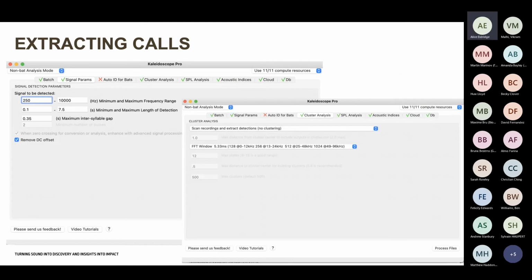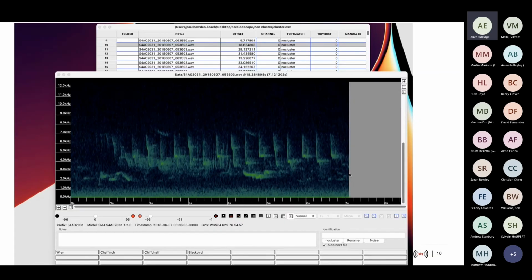If we're interested in one particular species of bird, for instance a blackbird, then we can put in some parameters. We can take a blackbird call and ask what the minimum and maximum frequency is, and what the minimum and maximum length of one of those blackbird calls is. We put that information in, and then Kaleidoscope pulls out every single time something falls within those parameters. Now, what I've done here is just pull out everything.